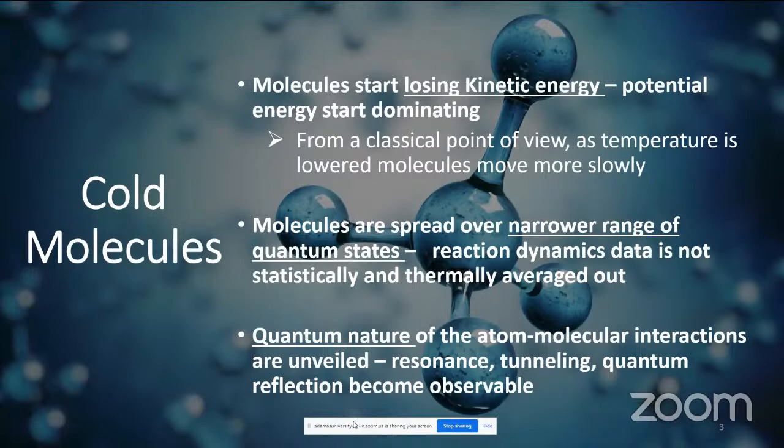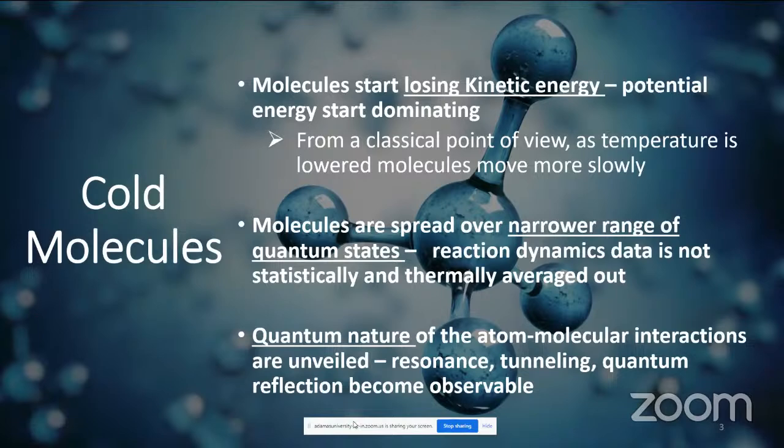Second, molecules are now spread over a narrower range of quantum states. What is the meaning of this? If you look at a rotational distribution of any molecule at room temperature, one can show that molecules will cover a wide range of rotational states. For example, hydrogen can easily cover until 30. So if we take a molecule and try to probe each state, we will end up with a Boltzmann population distribution. That means molecules at room temperature are occupying several quantum states.